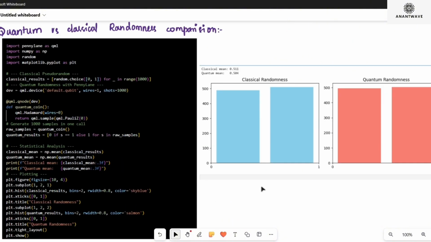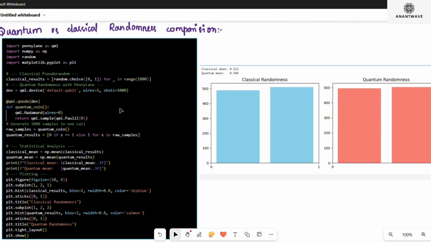Let's compare quantum versus classical randomness. For classical pseudo-random generation in Python, we import random and create results as a list comprehension. This uses a deterministic algorithm called a linear congruential generator. It is predictable if you know the seed.